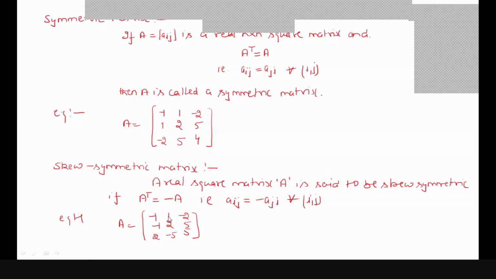If the 1,2 element is 1, then the 2,1 element is minus 1. If the 1,3 element is minus 2, then the 3,1 element should be 2, and that is true here. If the 2,3 element is 5, then the 3,2 element should be minus 5. That is also true here. Then why is it not a skew symmetric matrix? What's the reason?